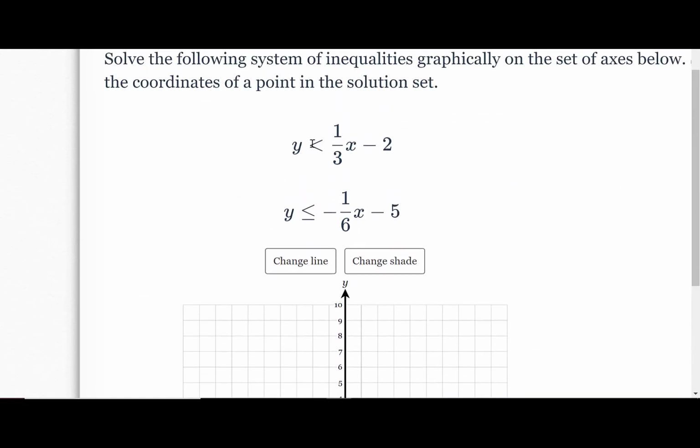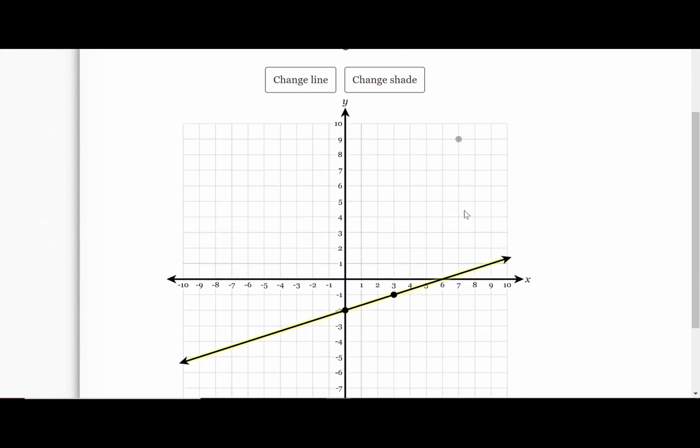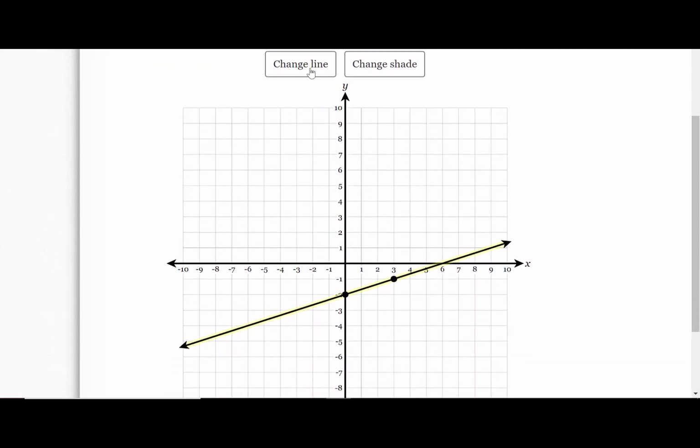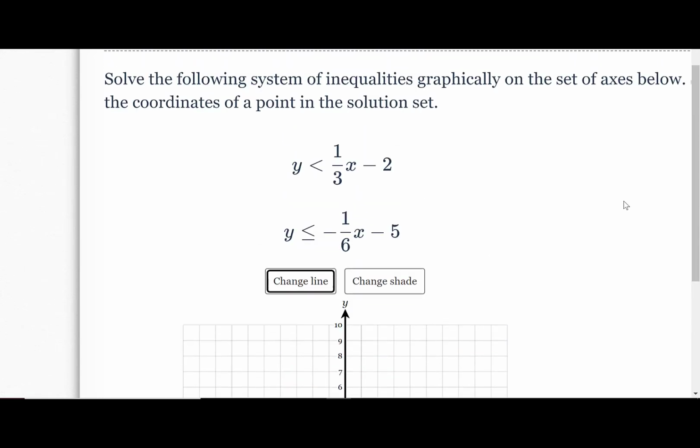Now look at the symbol. Mira el símbolo. Because there's no line below, I know that it's dashed. So yo sé porque no hay línea bajo este símbolo, la línea es dashed. So if you want to change the line, si quieres cambiar la línea, you have to click change line. Click. And now it's dashed. Bien, esa es mi gráfica.